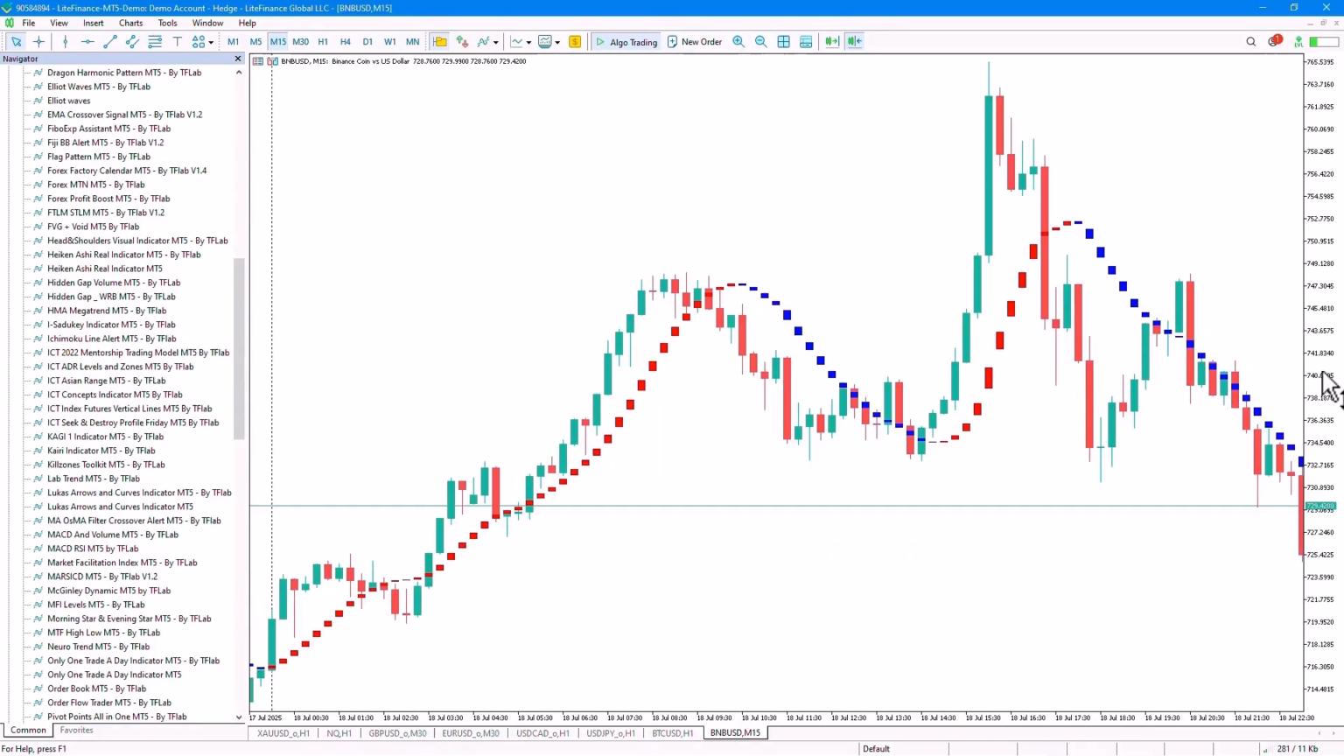Also, if large candles are displayed, it indicates the strength of the trend, and when small candles appear, it signals the end or completion of the bullish or bearish trend in the market.